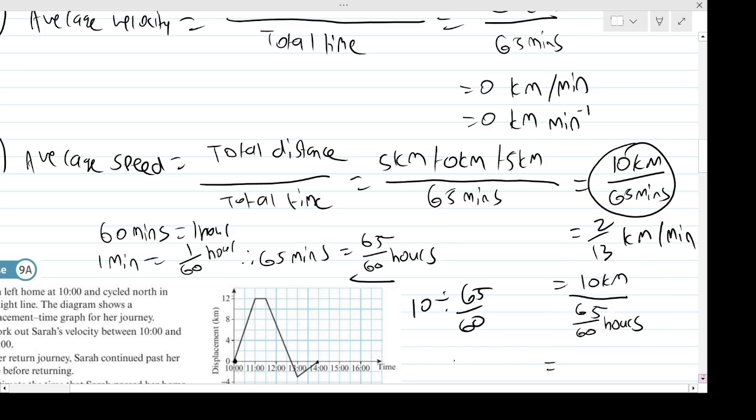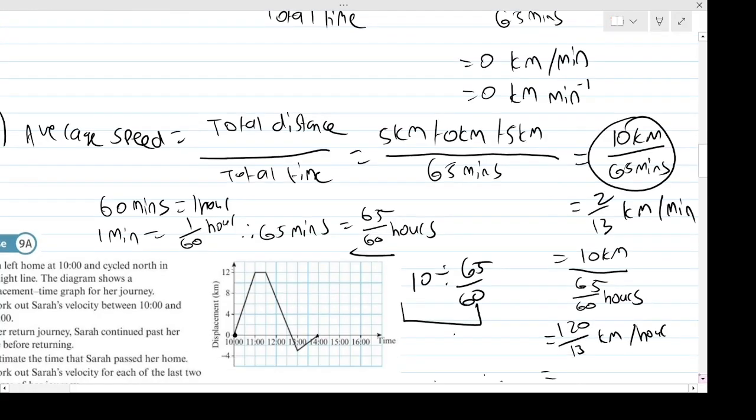So if I literally break it down to 10 divided by 65/60, that goes to 120 over 13 kilometers per hour, okay? Or as a number, that would be 9.23 kilometers per hour to 2 decimal places. And that is my average speed there.